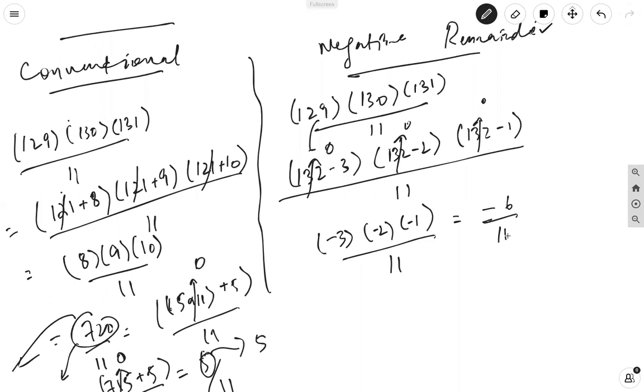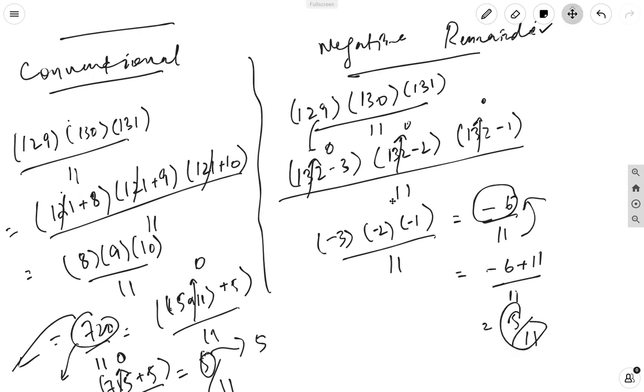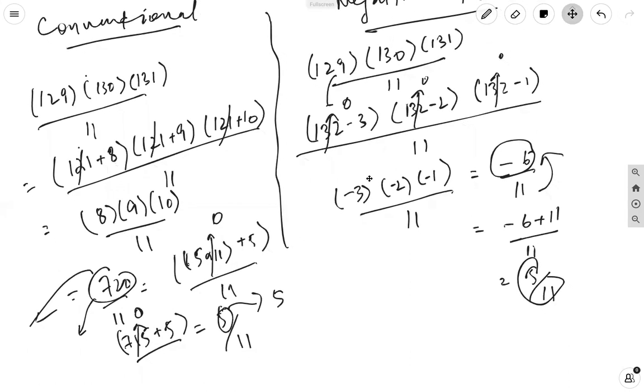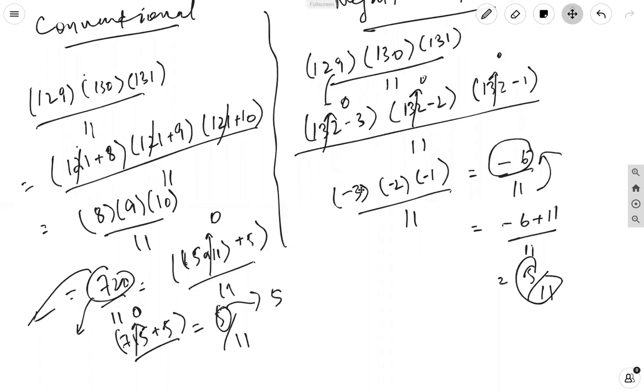Now, this is a negative value. Just add 11 to this. This will become minus 6 plus 11 over 11, which is 5 by 11. Isn't this a quick method in comparison with the conventional method? Yes, it is effective.